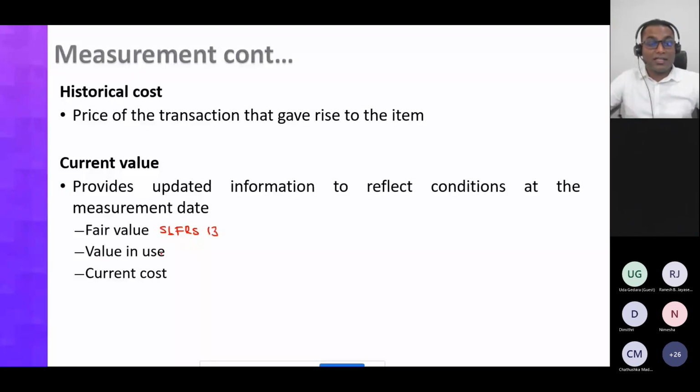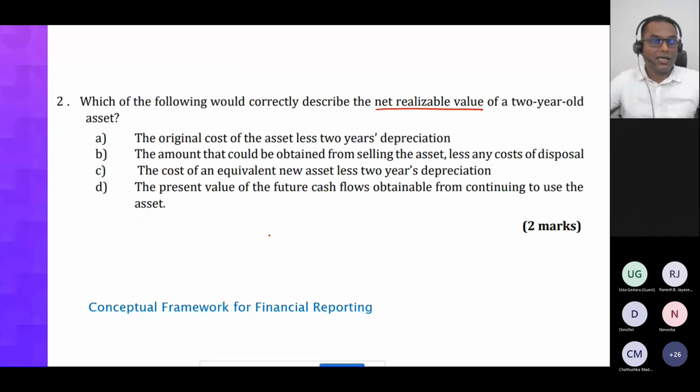But the net realizable value is not actually defined here. Under historical cost or under current values, it is not defined, but we know that in certain standards, as one student, Shamil, has correctly mentioned, the inventory valuation standard discusses this concept of net realizable value, right? We know that under LKAS 2, inventory has to be measured at the lower of cost or net realizable value. What is net realizable value? Estimated selling price minus estimated selling cost minus estimated cost to complete, right? Now let's move to the question and see what the answer is.